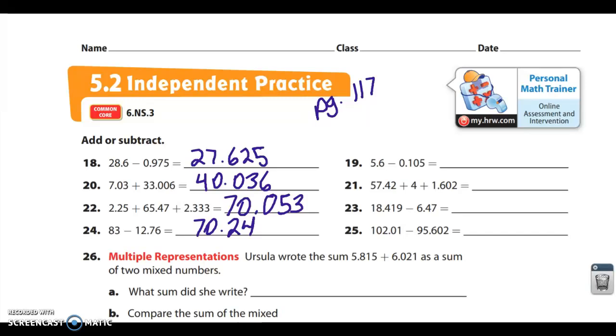I'll help you. The number 19 is 5 and 495 thousandths. The correct answer, number 21, is 63 and 22 thousandths. So that means 0.022. Number 23 is 11 and 949 thousandths. Number 25 is 6 and 408 thousandths. All right, check that you got those 8 correct, and then we'll go on to the word problems.